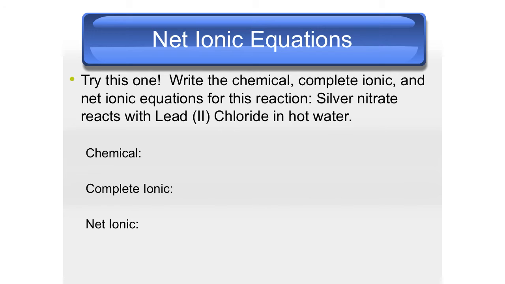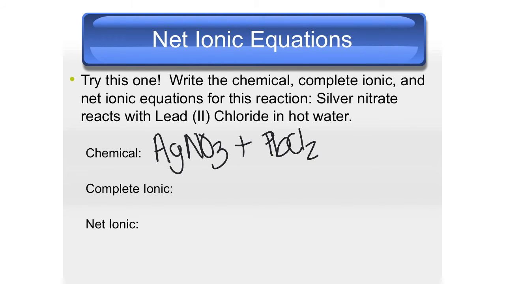show you what first a chemical reaction looks like, then a complete ionic, and then a net ionic. So first up, silver nitrate, with lead chloride and hot water. The reason it says lead chloride in hot water is because lead chloride at room temperature is a solid, but if you heat it up, because solubility increases as temperature goes up, it turns into an aqueous solution. So your starting substances for double replacement are always going to be AQ.